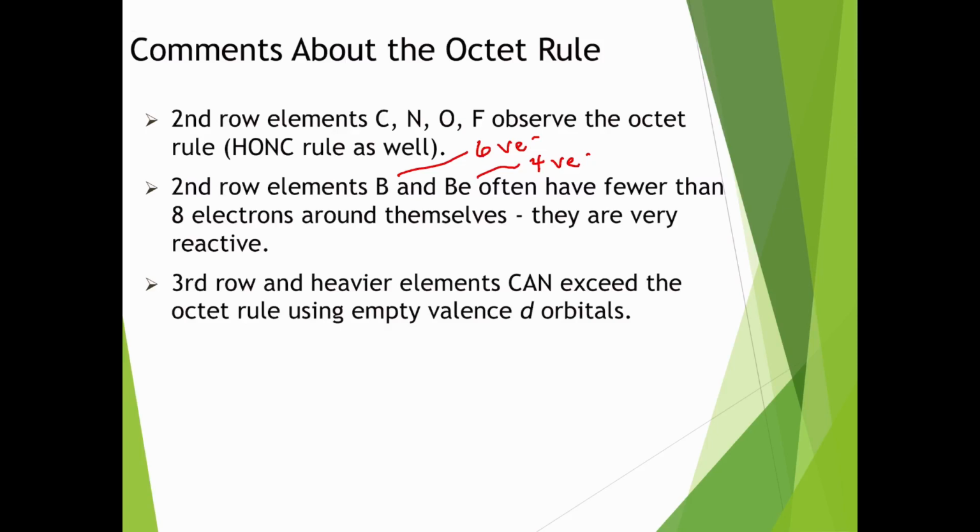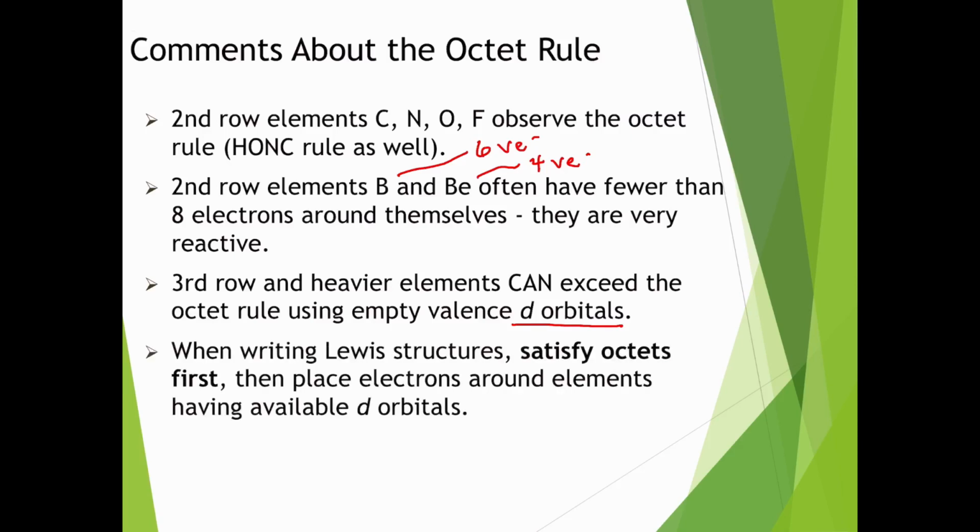Elements in the third row and anything below that can exceed the octet rule. They can have more than 8 valence electrons, and this is by accessing these empty d orbitals. We know that the d block starts with 3d, which is why anything in the third row can access those 3d orbitals. More on that later, though, when we start actually breaking this octet rule. So if you've gone through chemistry and they've told you the hard and fast rule where things cannot have more than 8, well, they can.